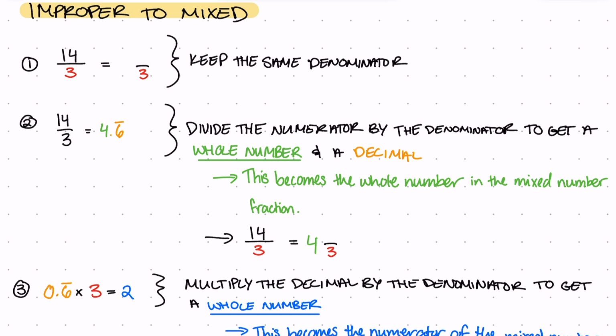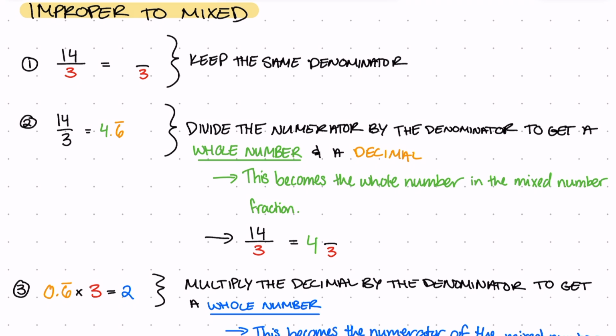So 14 divided by 3 is equal to 4.6. So that 4 is going to be that whole number. And you're going to keep the 3 as the denominator. And for the third step, you're going to multiply the decimal, so that 0.6 that's remaining, by the denominator to get a whole number.